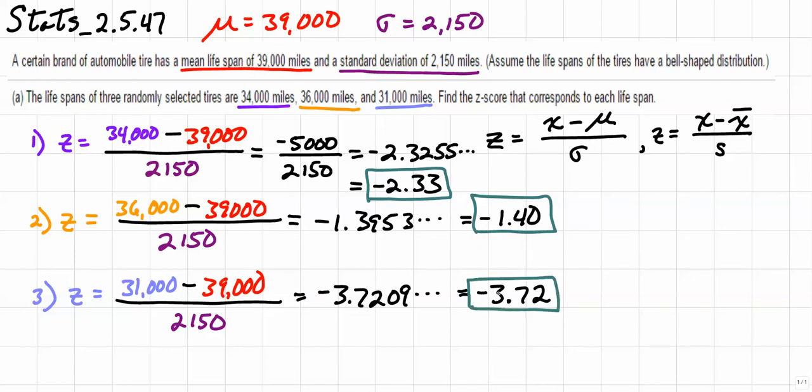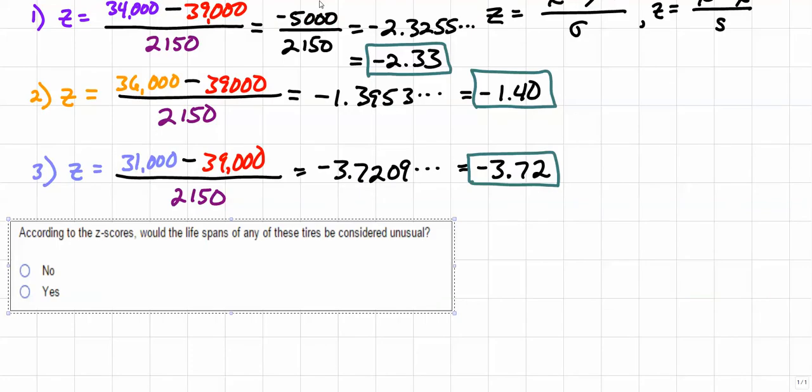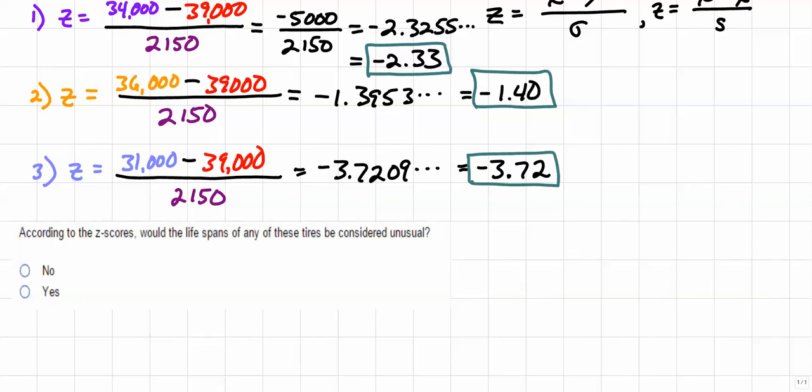The next part of the problem asks if, according to the z-scores, would the lifespans of any of these tires be considered unusual. And by the empirical rule, we note that anything beyond 2 standard deviations from the mean would be considered unusual. And in this particular instance, I'm going to have this value and this value, which will both be beyond 2 standard deviations from the mean. So yes, there would be some values in here that would be considered unusual.